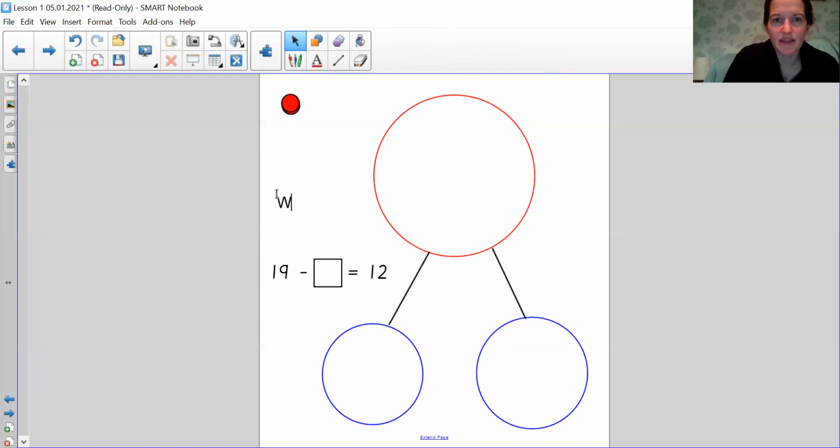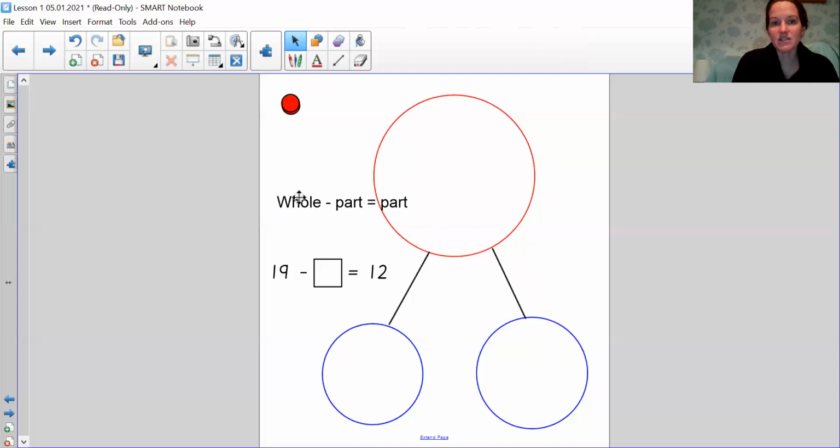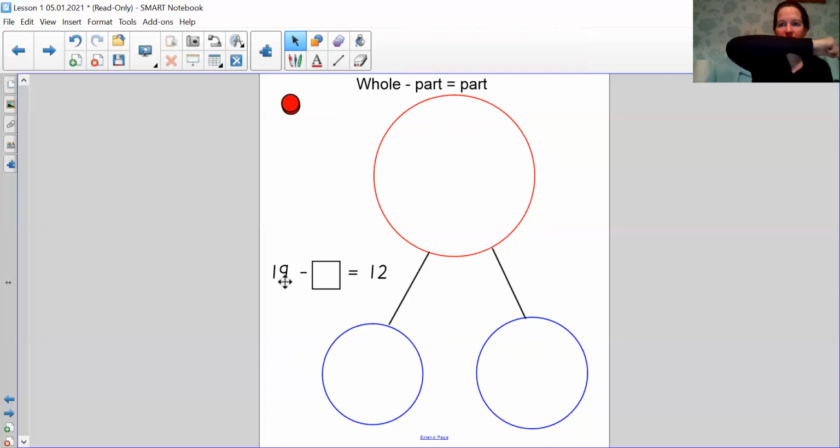Okay, well done. I think I heard someone say it. We do whole, take away, part equals part. This is a bit trickier. So let's look at my question here. So my question is 19 take away something equals 12.